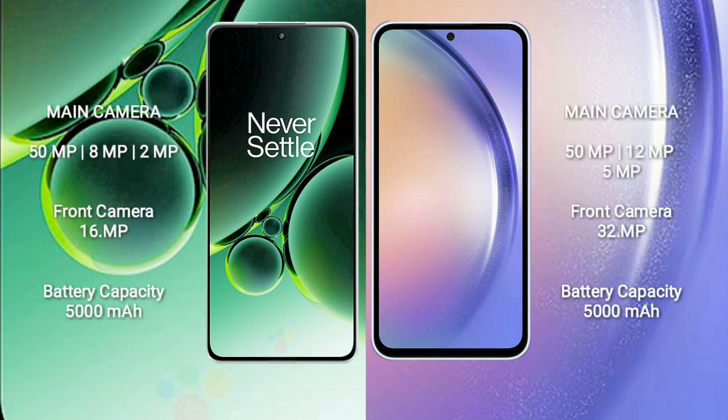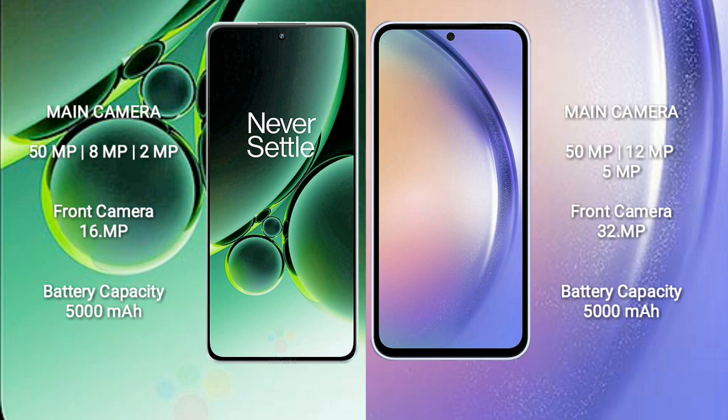OnePlus Nord 3 rear triple camera setup: 50MP plus 8MP plus 2MP, and front camera 16MP. Samsung Galaxy A54 rear triple camera setup: 50MP plus 12MP plus 5MP, and front camera 32MP.